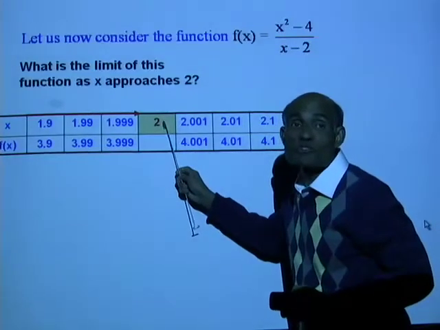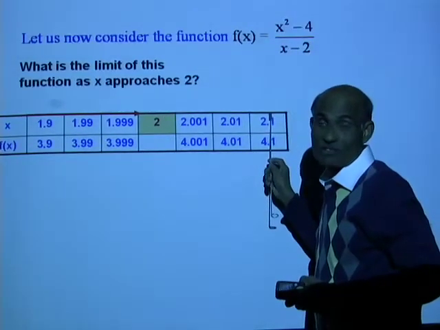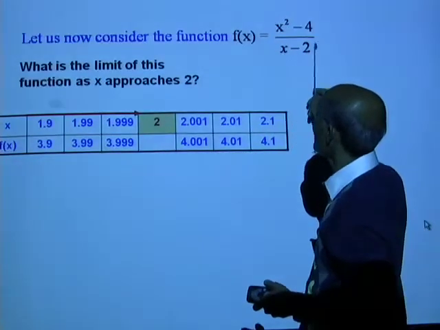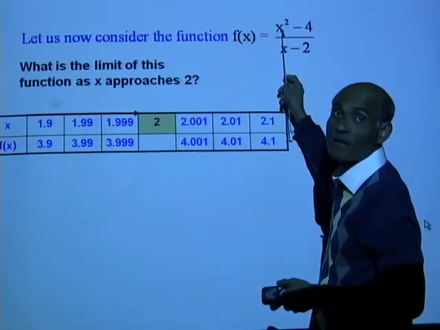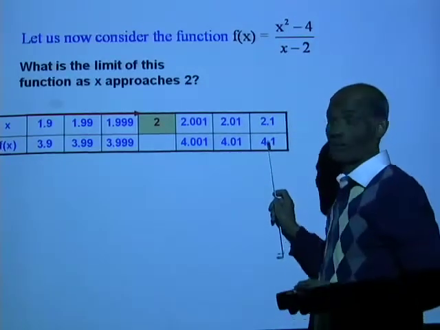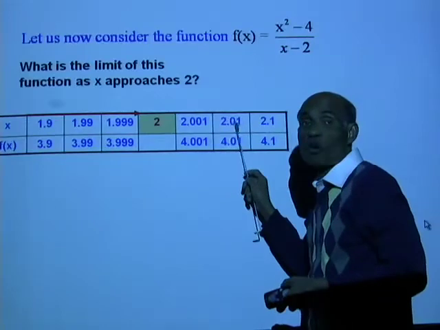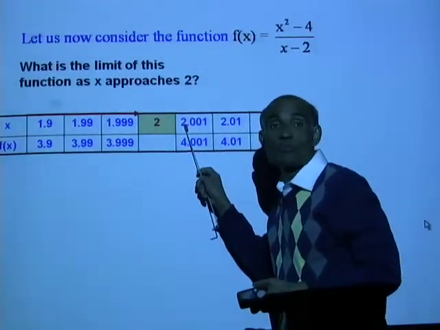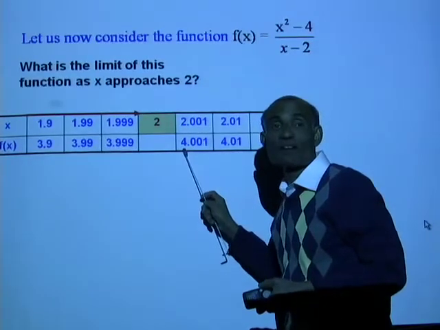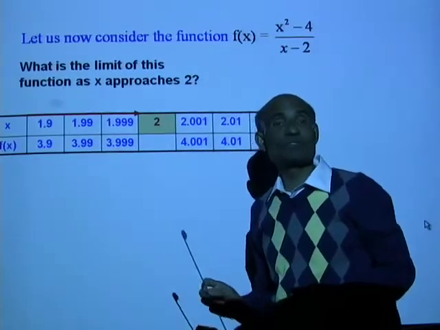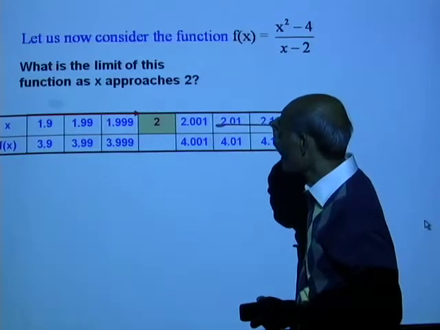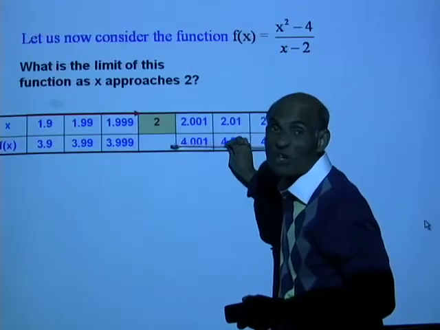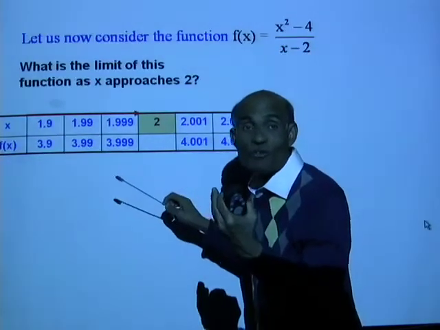You are coming towards 2, say 2.1. When the input is 2.1, now use your calculator. Put x equal to 2.1 and find the value of this. It will be 4.1. For x equal to 2.01, the output will be 4.01. When the input is 2.001, the output will be 4.001. You can see as x gets closer and closer to 2 from the right, the output is trying to get closer and closer to 4.